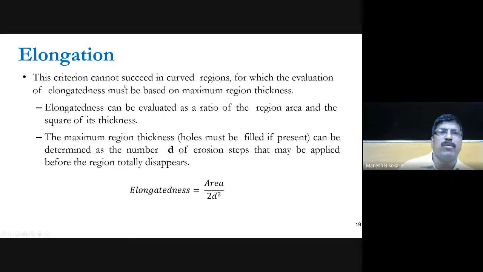This criterion cannot succeed in a curved region, for which elongatedness must be based on the maximum region thickness. So sometimes elongatedness can be evaluated as the ratio of region area and the square of its thickness, that is area divided by 2d square, where d is the maximum region thickness. Holes must be filled up in this case, and d can be determined as the number of erosion steps that may be applied before the region totally disappears. So another way it can be calculated is area by 2d square.